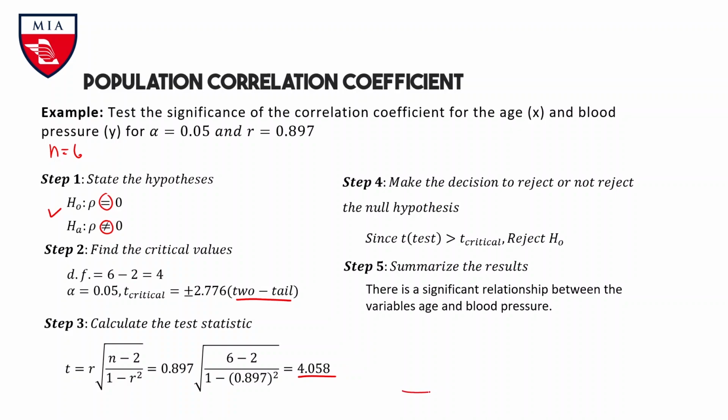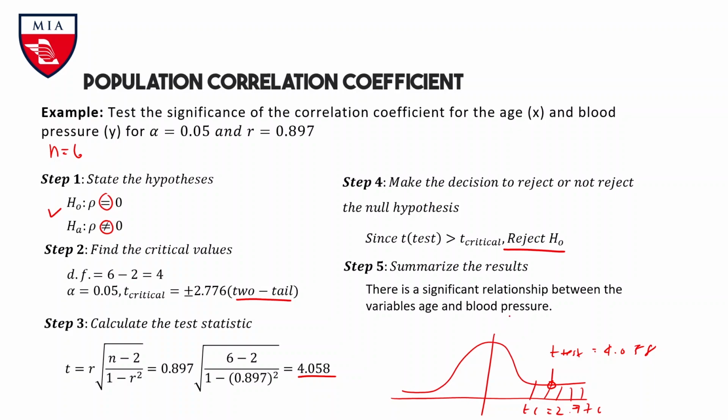Let's draw a bell curve. For example, this is our critical region. Our t critical is equal to positive 2.776, and our t test statistic is equal to 4.058. Therefore, our t test statistic is in the critical region. We can reject the null hypothesis since our t test statistic is greater than t critical.